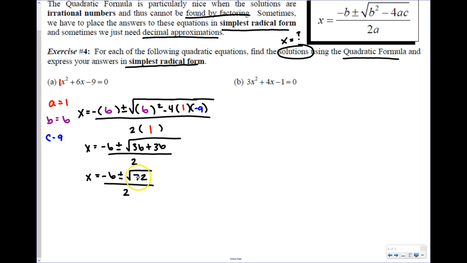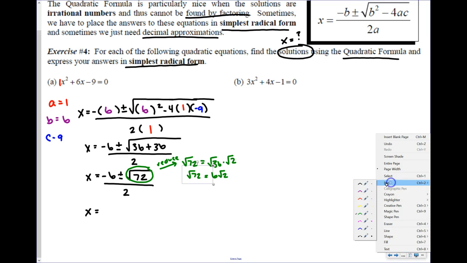Now I have to take this square root of 72 and I've got to reduce it. So I'm going to take my green color. I have to reduce this square root of 72. So the square root of 72 is the same thing as saying 36 times 2. And I know that 36 is a perfect square. So the square root of 72 is really 6 square root of 2. So I've found out my reduction there.